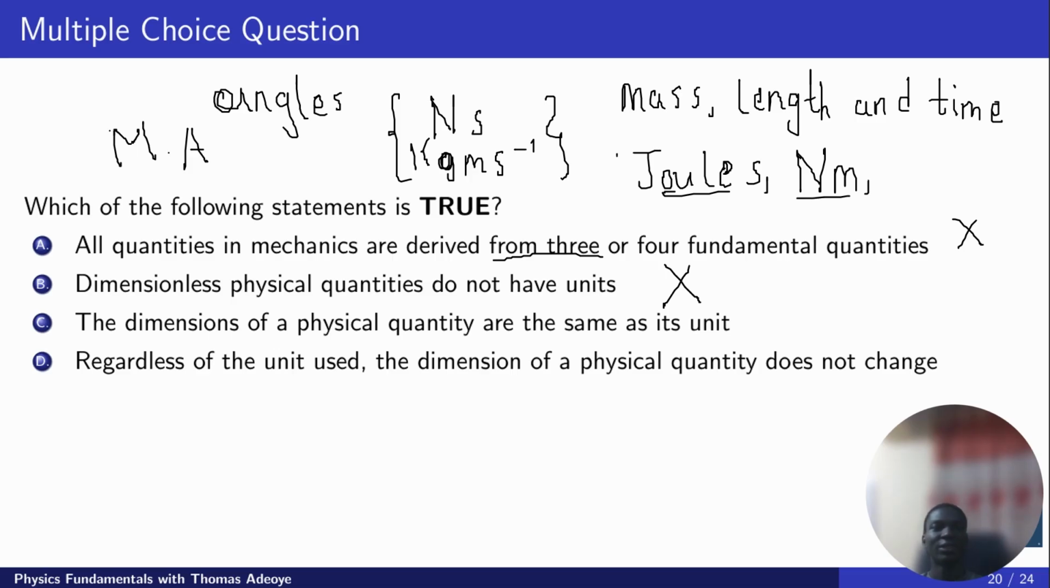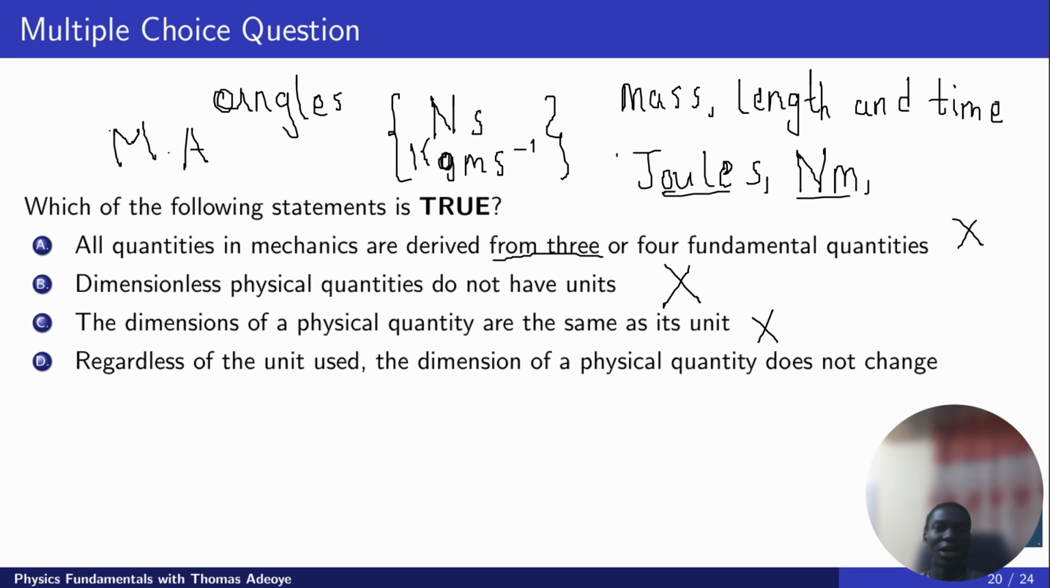Okay, and now look at the last. So this is also not true. Now let's check if the last option will be true. Yeah, that should be. So regardless of the units used, the dimension of a physical quantity does not change. This is true regardless of the unit. You can see here that we said that the unit of momentum is kilogram meters per second. But now, I think I shouldn't use this to explain this.